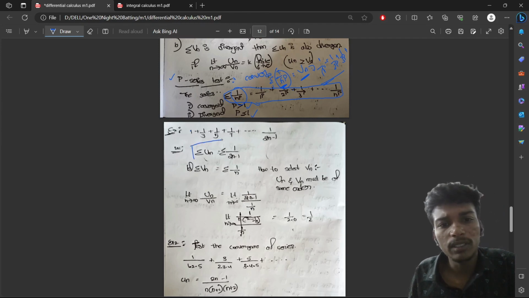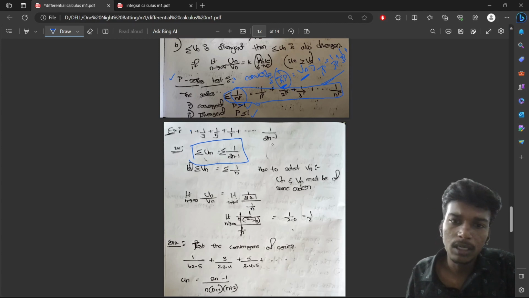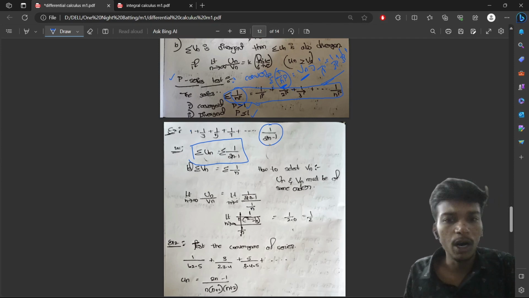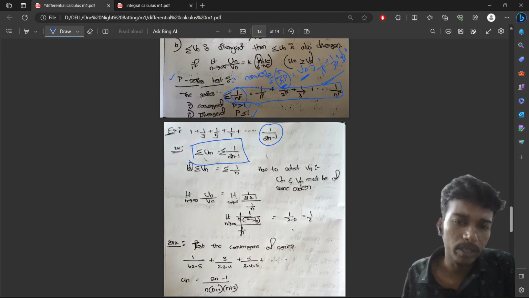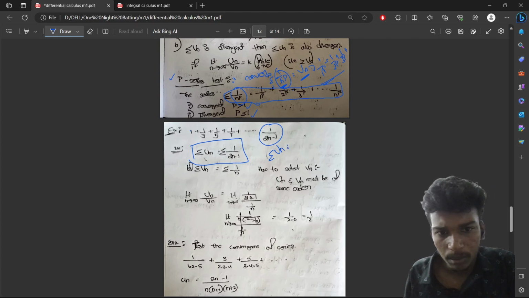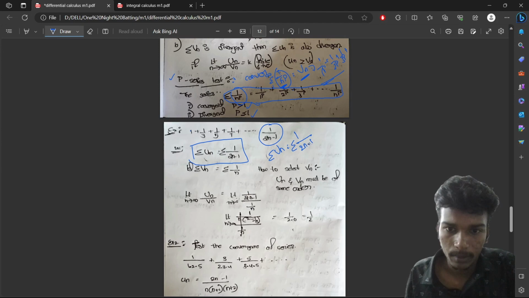To find the convergence or divergence of a series, first we have to form its nth term. Nth term means if we keep n equal to 1, we have to get the first value. If we keep n equal to 2, we have to get the second value. Like that, we have to form the nth term. It was luckily given in the question, but in many other cases, we have to form the nth term and carry out the further calculations. And here sigma Un can be written as summation of 1 by 2n minus 1.